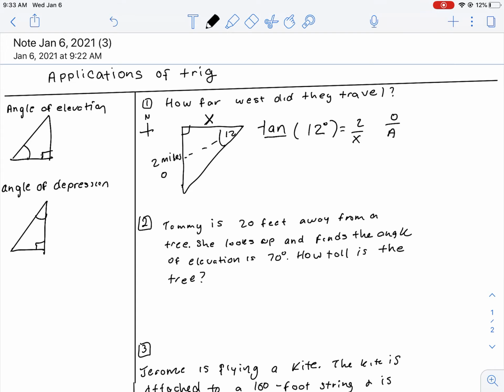And that becomes 0.122, so that's going to round to 0.21, equals 2 over x. I'm going to set this up as 2 equal fractions and cross multiply. X times 0.21 equals 2 times 1, which is 2. So how do you get rid of the multiplication? You divide the 2 by the 0.21. So 2 divided by 0.21 is 9.52. And we have units here, so this is going to be in miles.